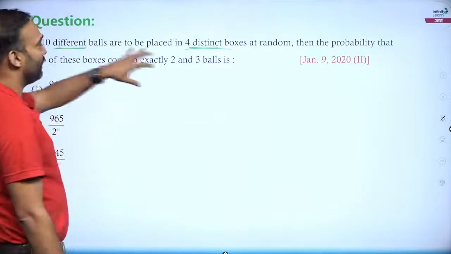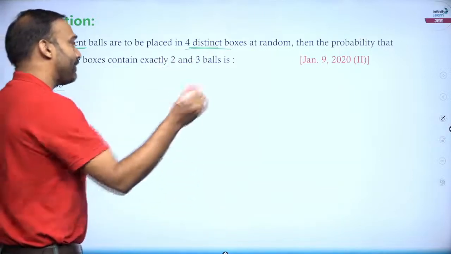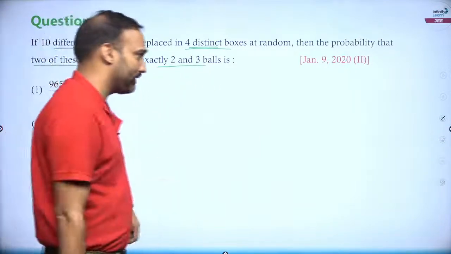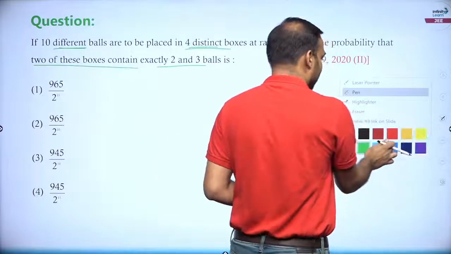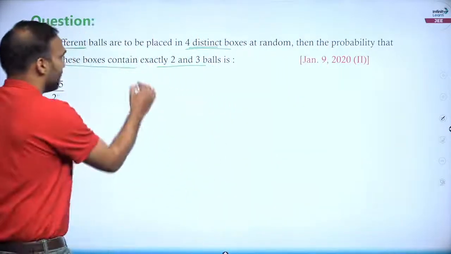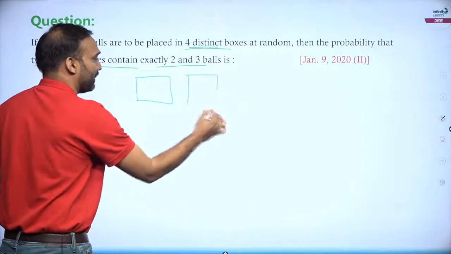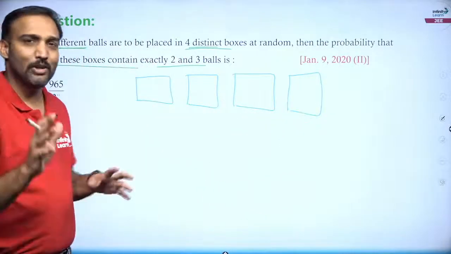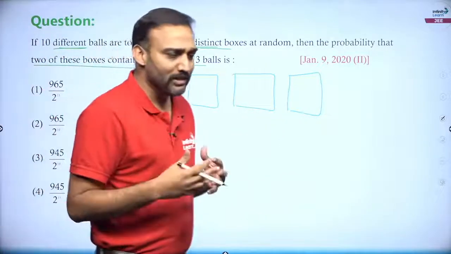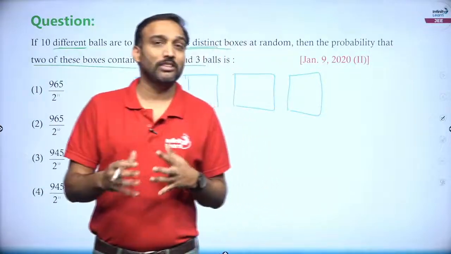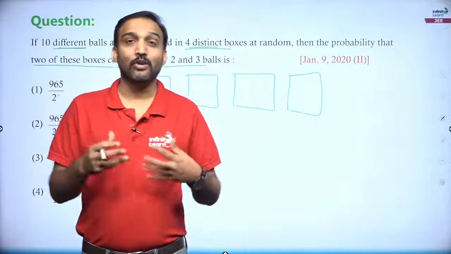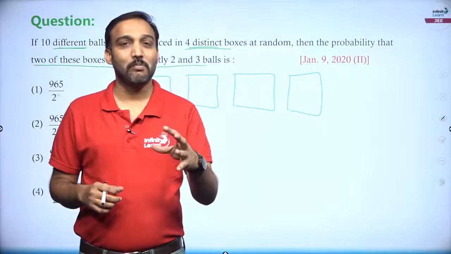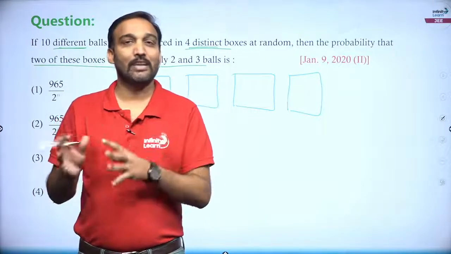So now 10 different balls are to be placed in 4 distinct boxes. We have to find the probability that 2 of these boxes contain exactly 2 and 3 balls. Now let us understand this. The question says, because comprehension is important, if you have comprehended the question correctly, getting a right answer will not be difficult for us. Most of us make some mistake. We don't comprehend the question completely. We jump into the solution thinking we need to find the solution in minimum time. Spend your time in comprehension. 10 seconds spent in comprehension will save 5 minutes wasted in the calculation, right?